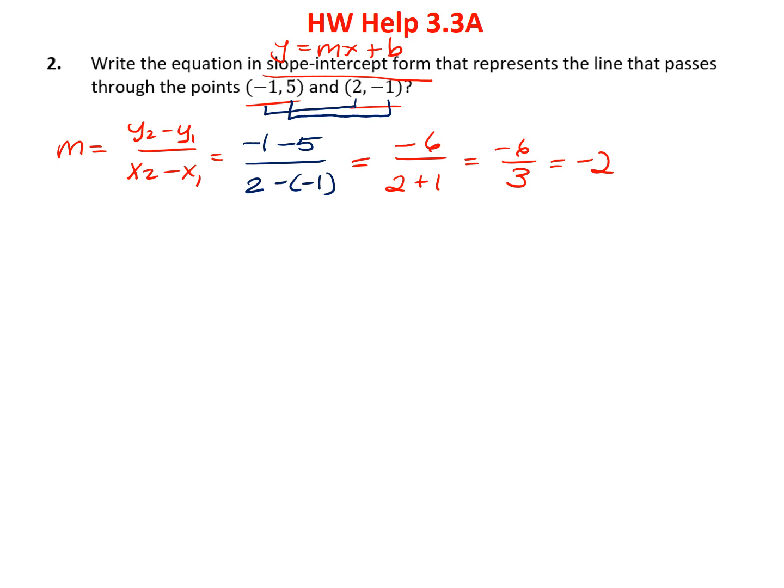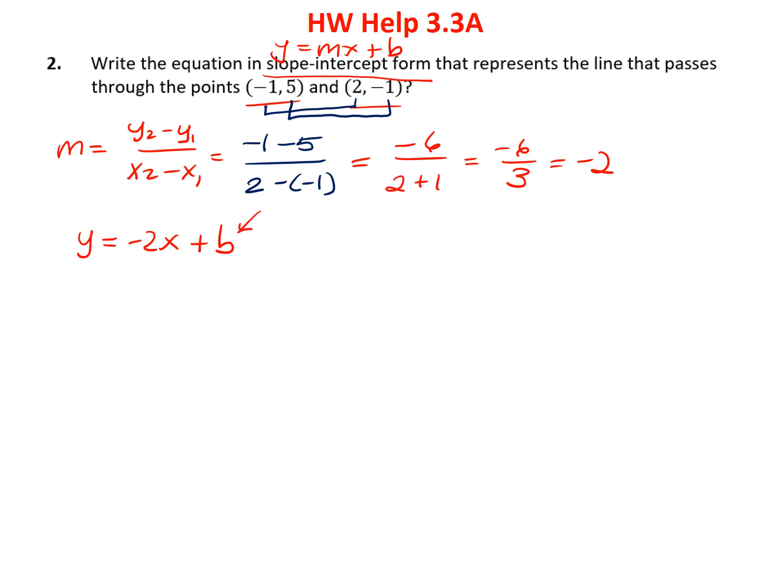Now we just have to find the y-intercept. Now lots of times when we work problems with tables, we would see a value where x was 0. We don't have that here. So what we're going to do is, we do know, so far in our equation, that y is going to equal minus 2x plus b. We know that much, and we're trying to find b.